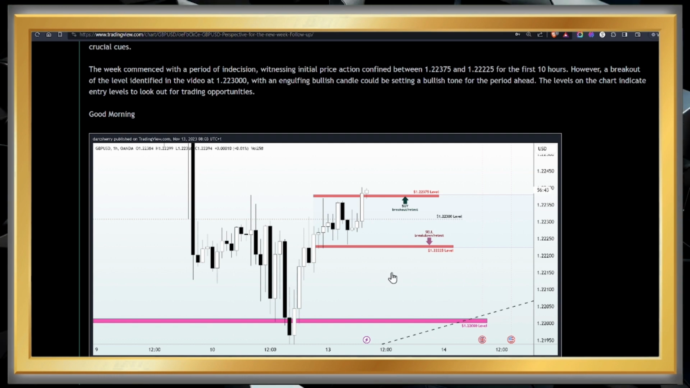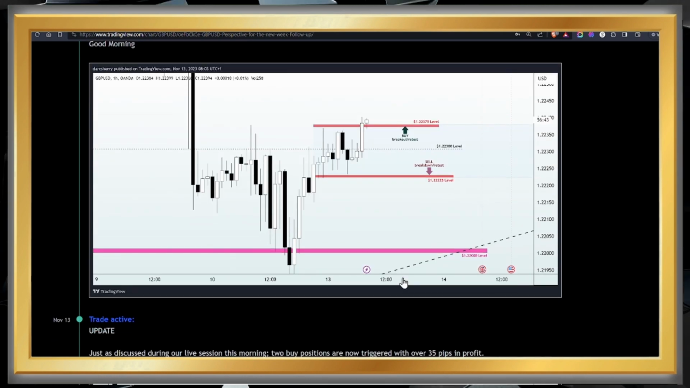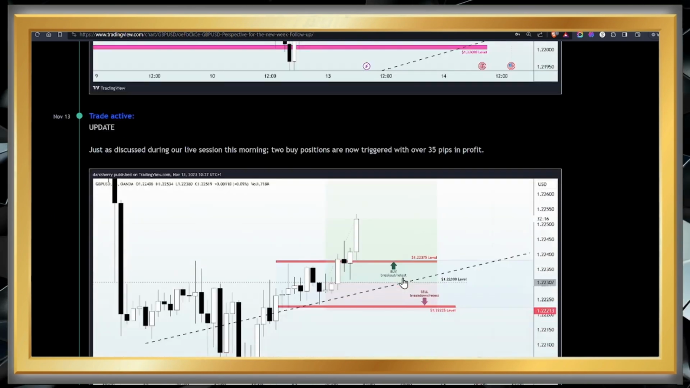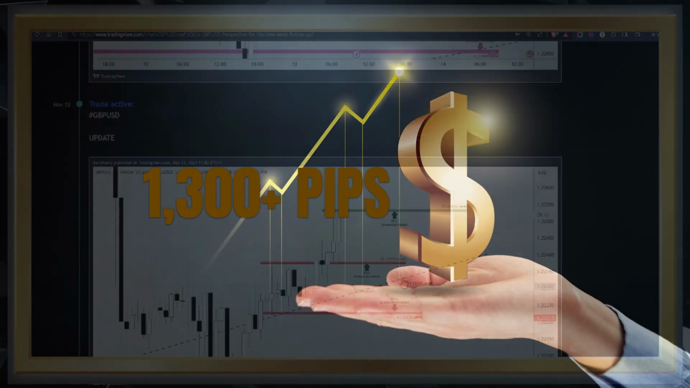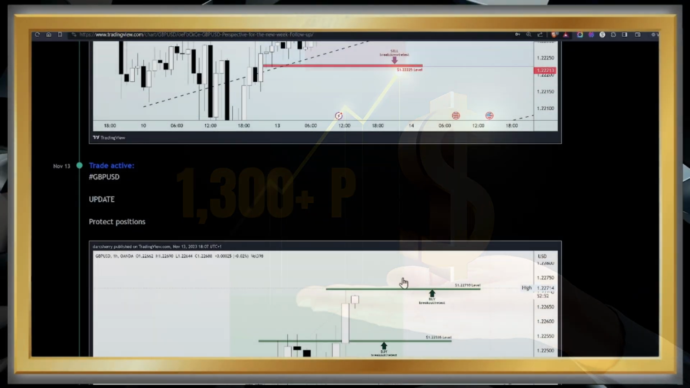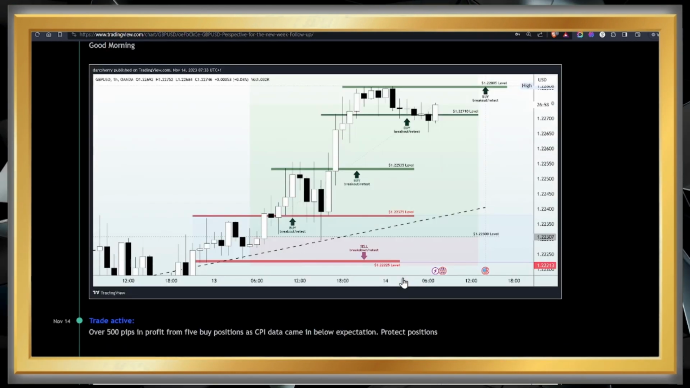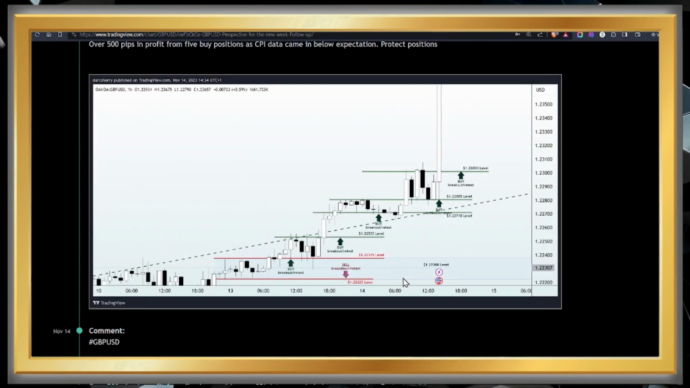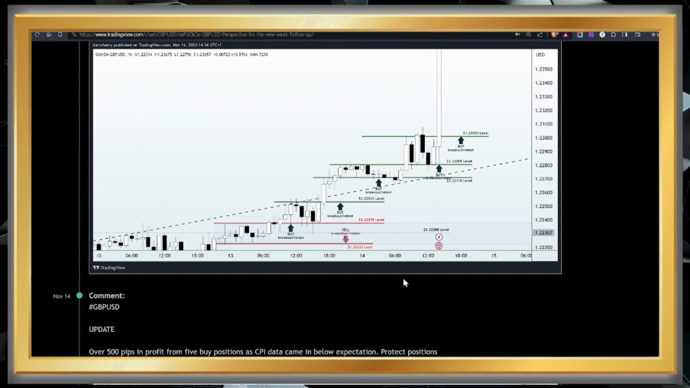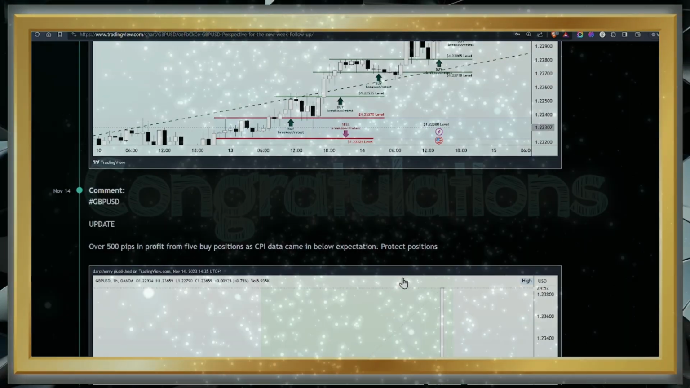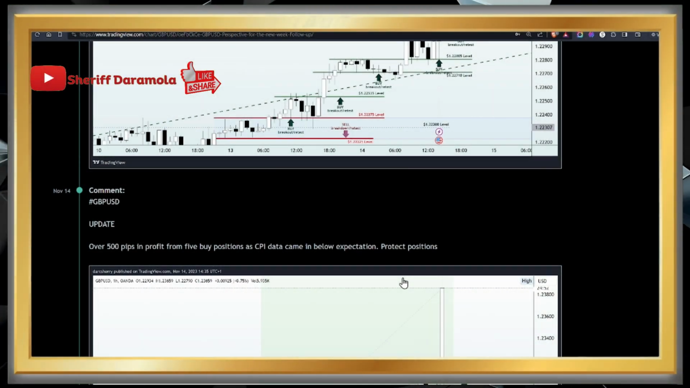In our previous trading setup, we capitalized on the momentum, securing over 1,300 pips from multiple buy entries, driving the market all the way up into the 1.2500 zone. For those of us who have been part of this profitable journey, congratulations to you guys. I'm very, very excited for this beautiful opportunity we had last week.